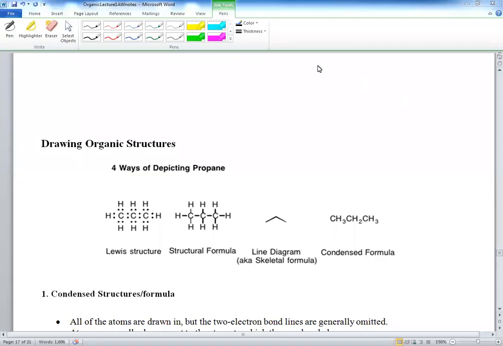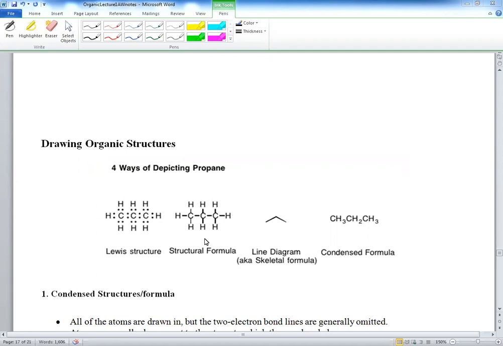There are four ways of drawing organic structures. The most important way is this one right here, that's called line diagram, or we're going to call it skeletal formulas or skeletal structures. I'm going to refer to them as skeletal structures. And the reason why they're most important, we're going to learn about them, is because they're the most convenient. And you're going to learn them really quick, and you'll see why. There's less you have to remember, and there's less you have to actually draw.